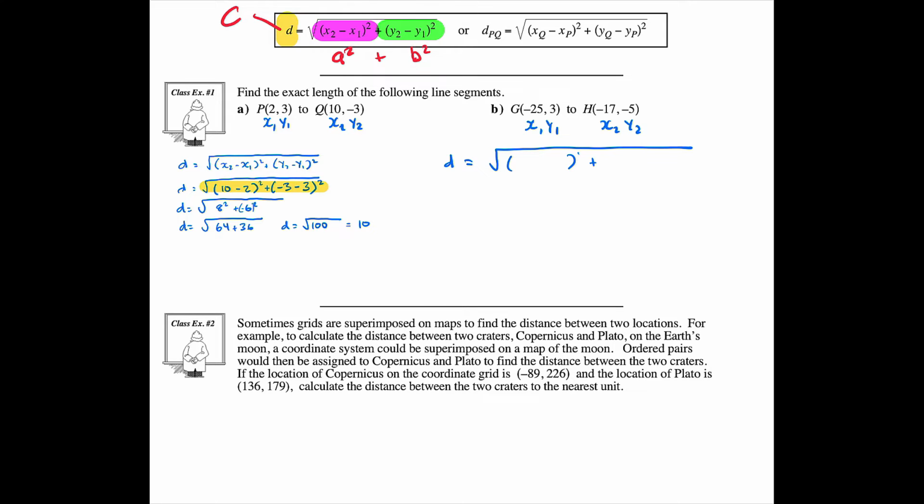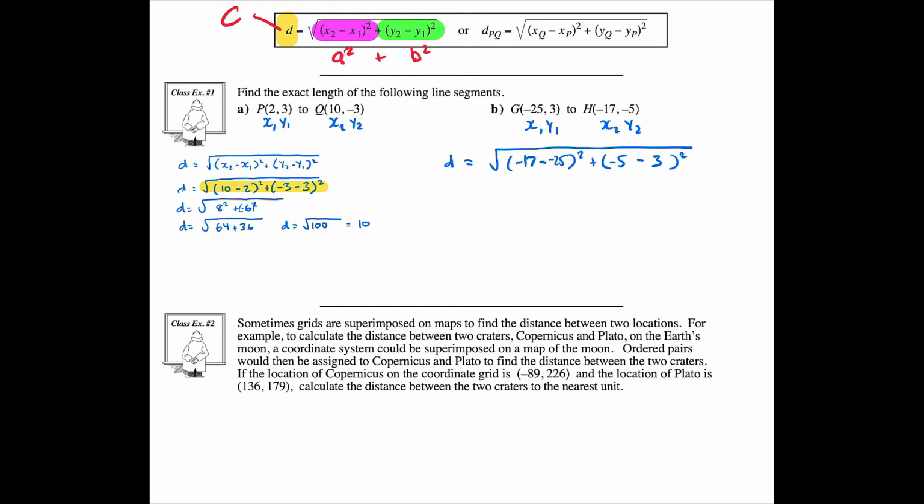I'm going to add those together. We're going to square what's inside of there. And we're going to subtract these two right here. And it's x2, which is negative 17. And that's going to be minus negative 25. And on the second one, the y is going to be negative 5 minus 3.